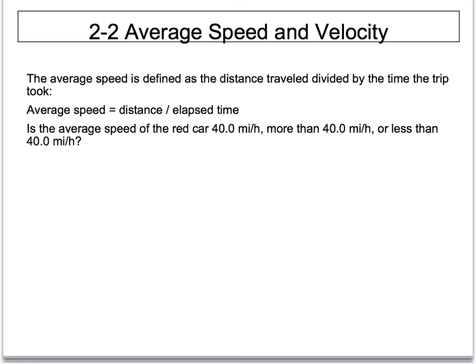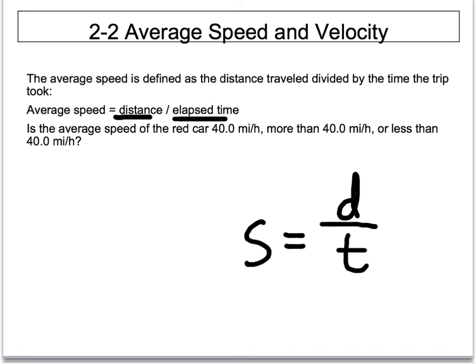Next, average speed is defined as distance traveled divided by total time the trip took. Most of you are familiar with speed equals distance over time. That's average speed. Don't confuse it with instantaneous velocity or velocity like we might solve for in the kinematic equations. Average speed is just distance over elapsed time. s equals d over t.